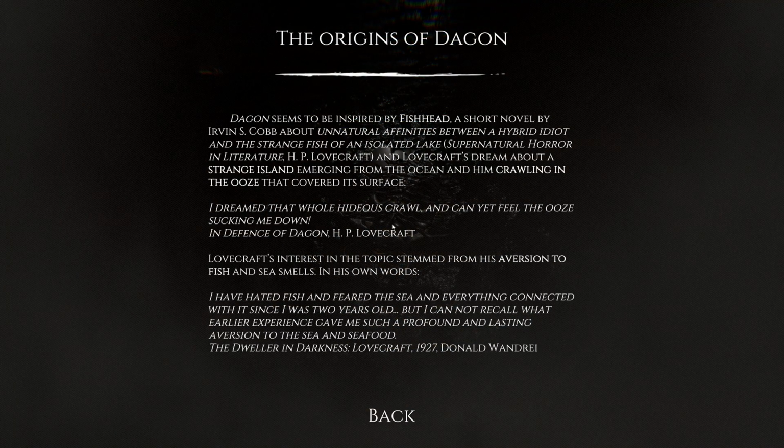The origins of Dagon. Dagon seems to be inspired by Fishhead, a short novel by Irvin S. Cobb about unnatural affinities between a hybrid idiot and a strange fish of an isolated lake. Supernatural Horror in Literature, H.P. Lovecraft. And Lovecraft's dream about a strange island emerging from the ocean and him crawling in the ooze that covered its surface. I dreamed that whole hideous crawl and can yet feel the ooze sucking me down.